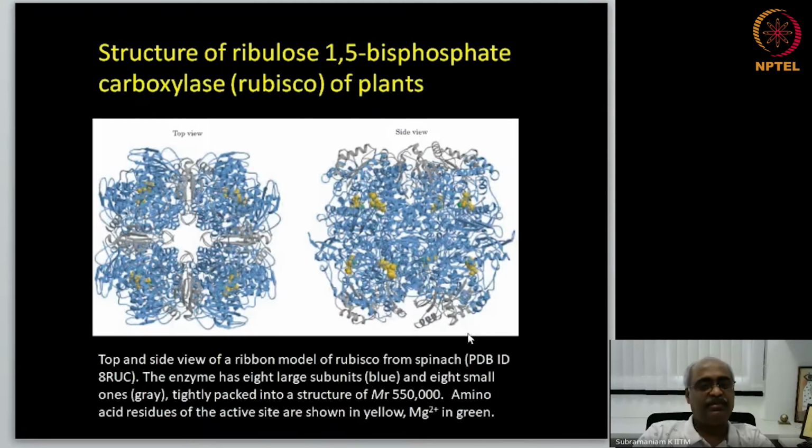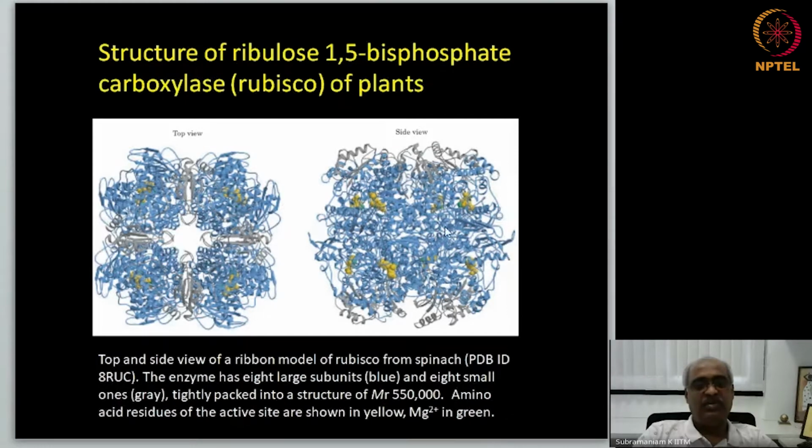This is the enzyme structure. You are only seeing a couple of views. You have a top view where you are seeing the 4 blue colored structures and then the gray. These are the different subunits, 4 large subunits, the blue colored ones, and 4 small subunits, the gray colored ones. And the active site residues are colored yellow and visible through this ribbon model.